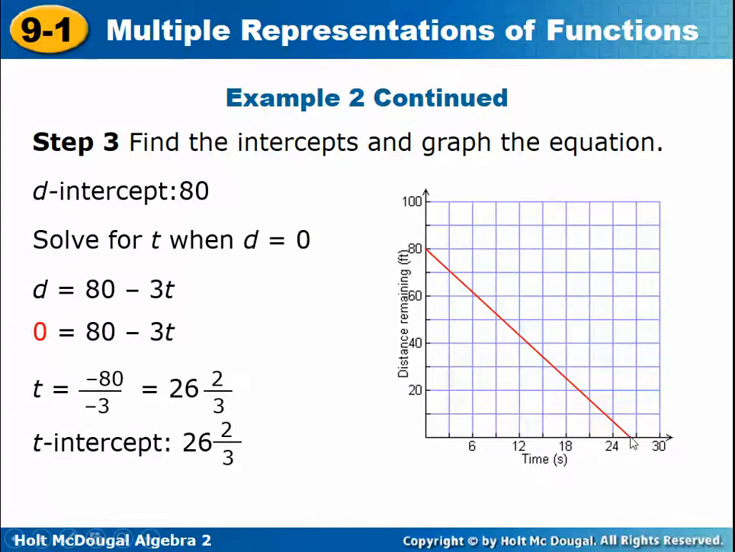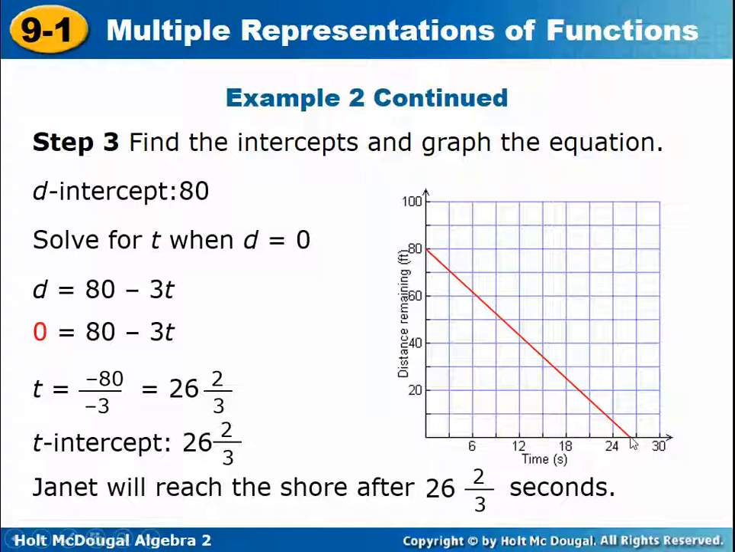it's at 26 2/3. We could have also graphed this by using the equation y equals minus 3t plus 80. So we could have started at 80 and then gone down 3 over 1, down 3 over 1, down 3 over 1, and gotten the same thing.